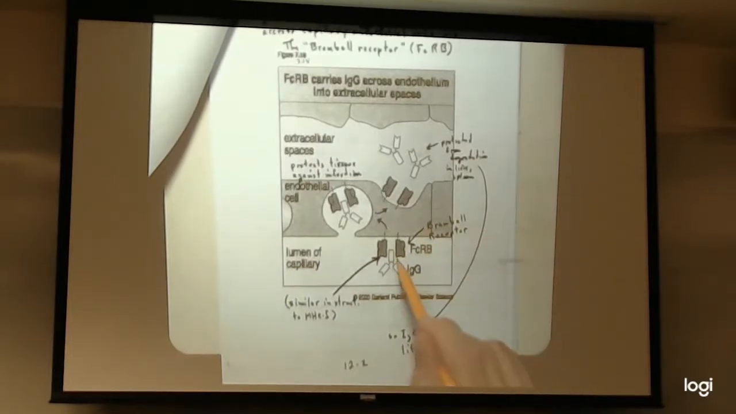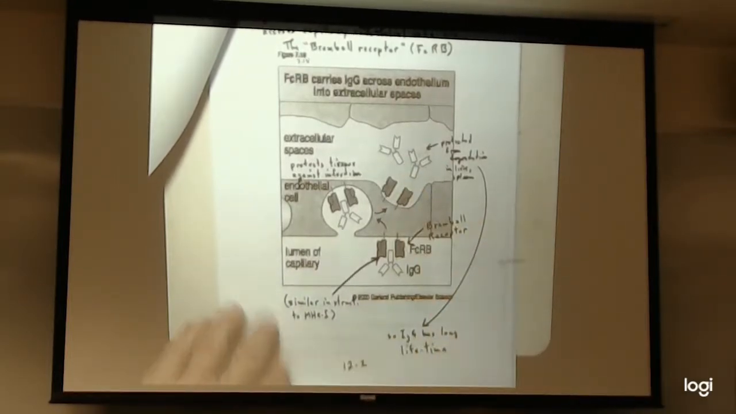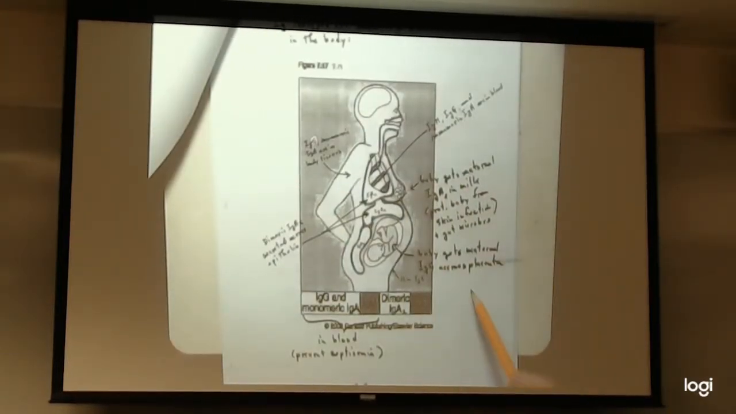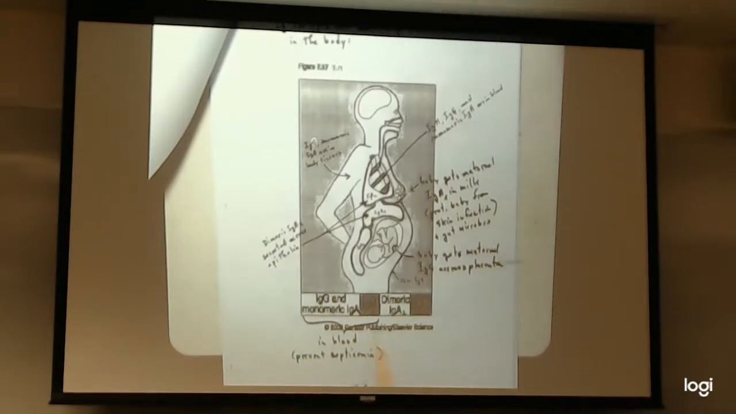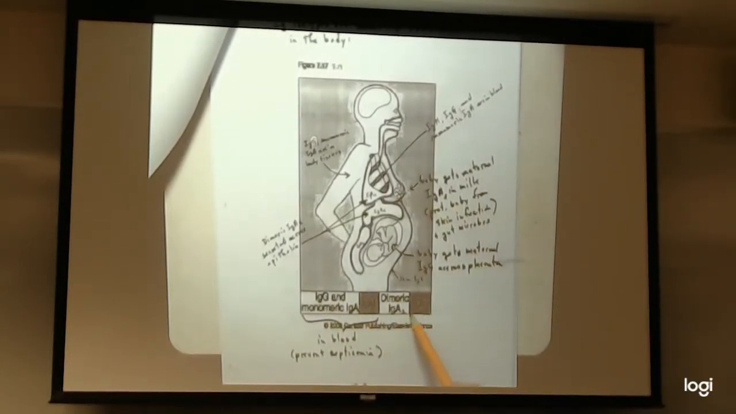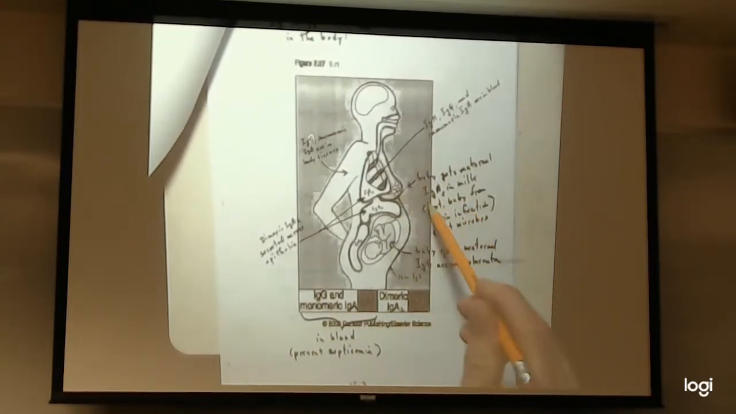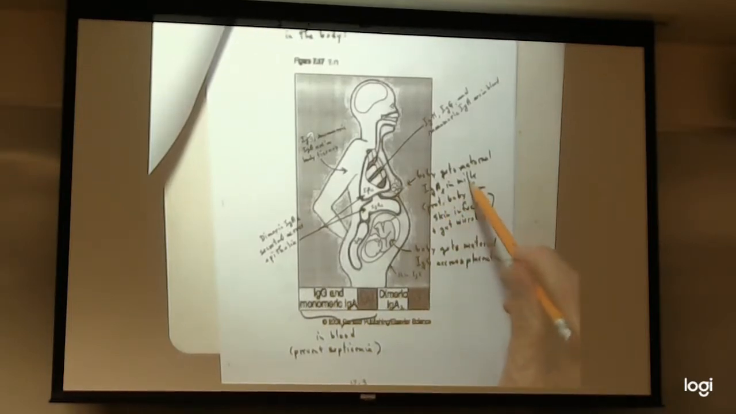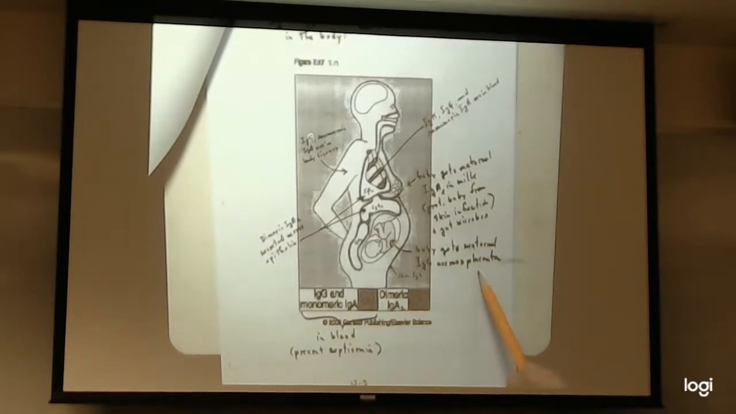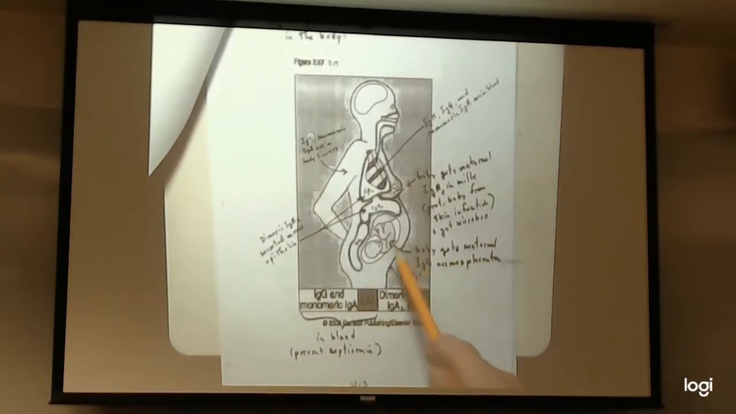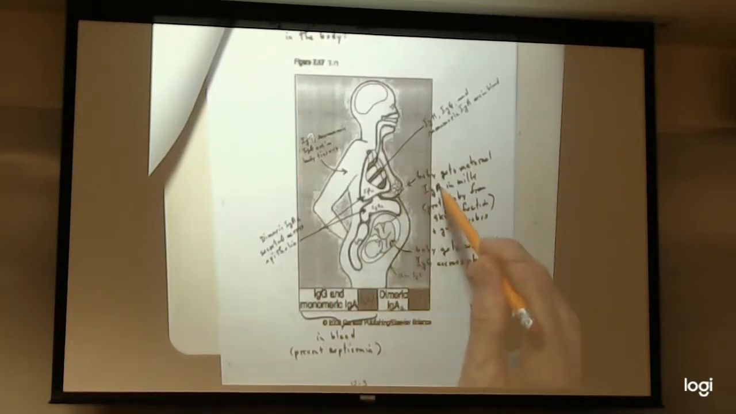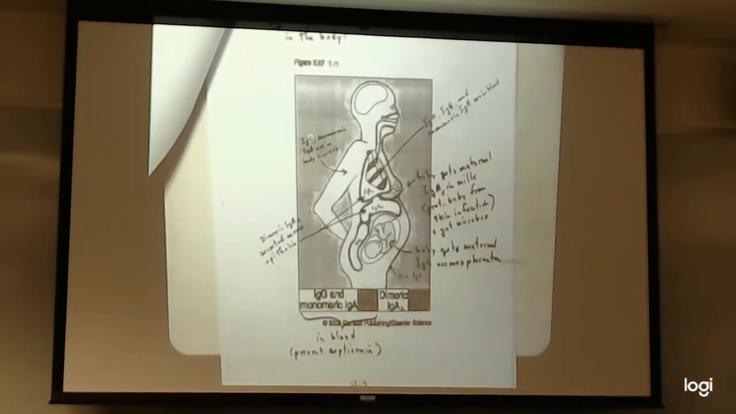The Bramble receptor moves IgG out of the bloodstream. You'll remember where these different classes of Ig are found in the body. For example, the mother gives her newborn baby IgA2 in her milk, which will protect the baby. And the baby gets the mother's IgG while he's growing, which moves across the placenta. And after he's born, he gets the mother's IgA2. And IgE, remember, coats all the internal mucosal surfaces of the body.